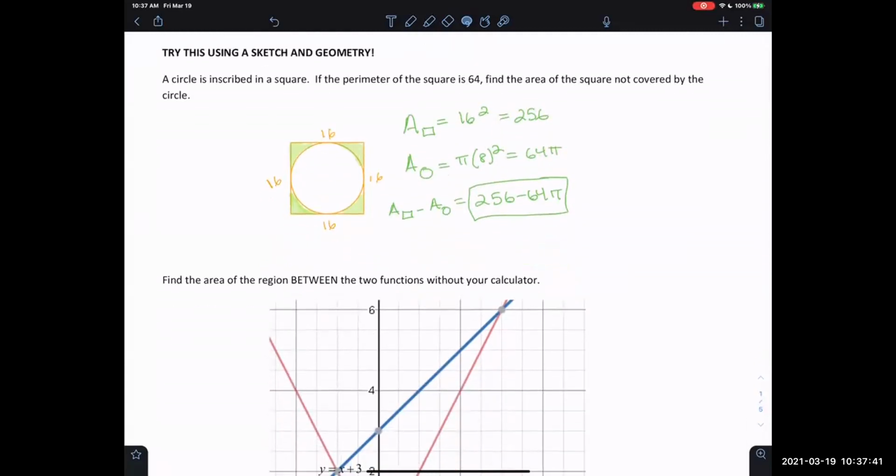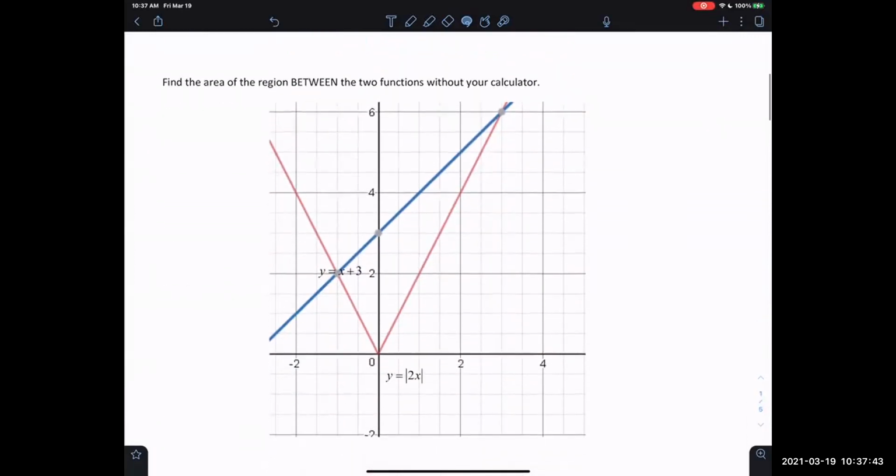Okay, so we're going to start with a problem that can be done without our calculator using geometry, or we can use integrals, but we have to break it up, because if you notice right away in my picture, there's a red V graph, which is an absolute value, and then there's the blue line. So right off the bat, we don't really take the integral of an absolute value function as a whole. We would split this up.